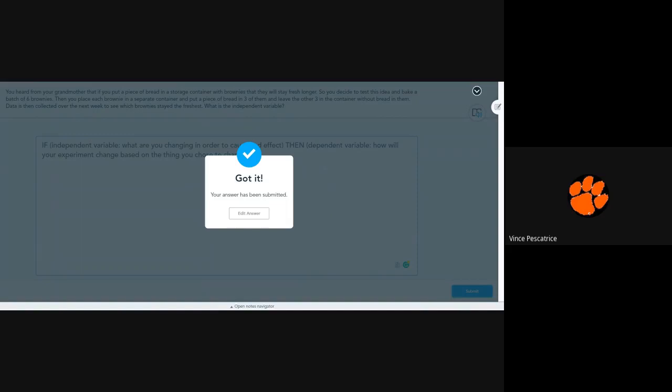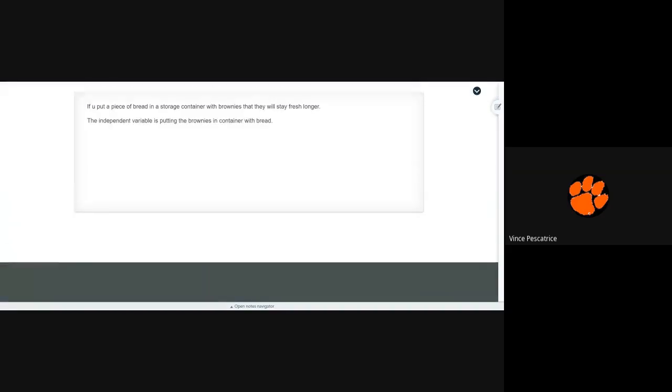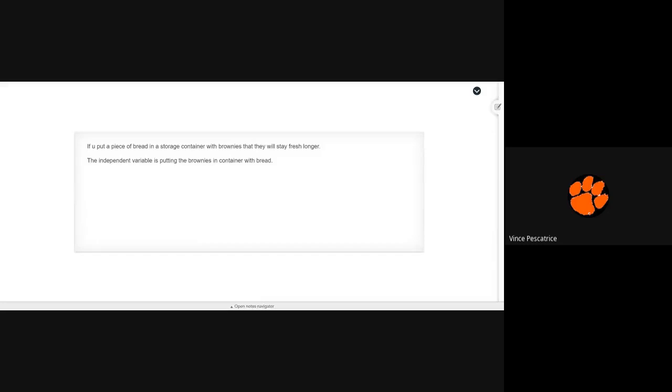All right, Marcus, I like your answer a lot. So he said that if you put a piece of bread in the storage container with the brownies, it'll stay fresh longer. So the independent variable is putting the brownies in the container with the bread. Right, so the independent variable is the brownies with the bread in the container, because that's the change that we as the scientists are choosing to make. Putting bread in that container, all right?